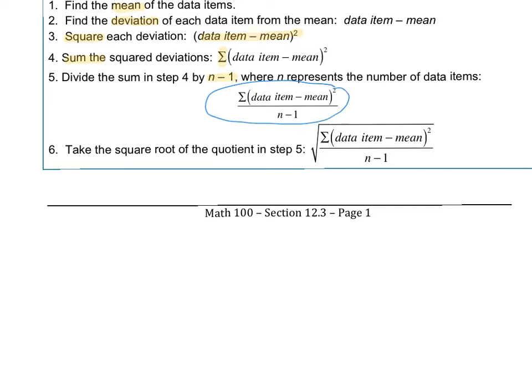Sum each deviation squared, divide by n minus 1, which is the number of data items minus 1. Our last step is to take the square root of all of that. Now, if you have a fancy calculator, or there's a lot of scientific calculators online, then you can do all of this in one step. But if not, you're going to have to do it in steps.